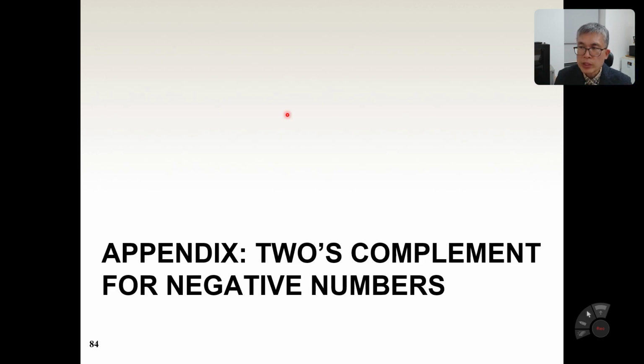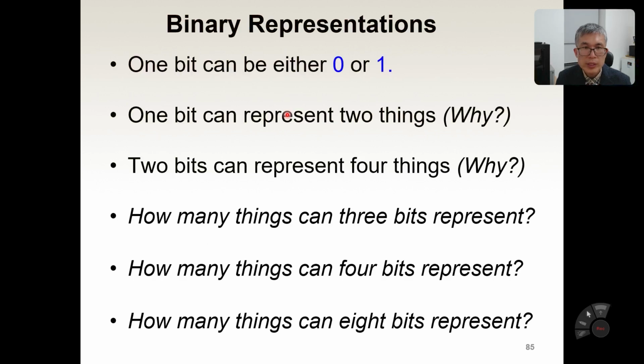Okay, so from now on I will explain 2's complement for negative numbers. So, binary representations. 1 bit can be either 0 or 1, just one bit, right? A voltage value, high or low, is 0 or 1. High voltage is 1, low voltage in computer hardware is 0. So 1 bit can represent two things.